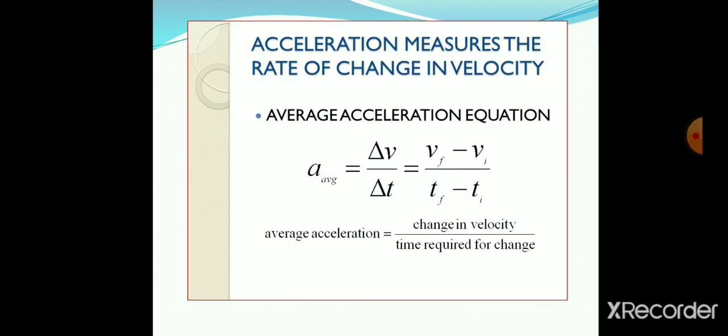Now let us come to the term acceleration. Acceleration measures the rate of change in velocity. Average acceleration is given by delta v by delta t, which is Vf minus Vi divided by Tf minus Ti, where Vf is the velocity at time Tf and Vi is the velocity at time Ti. Or average acceleration is equal to change in velocity divided by the time required for the change.